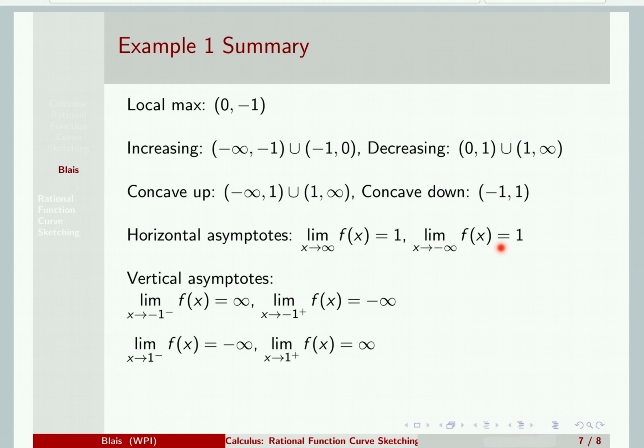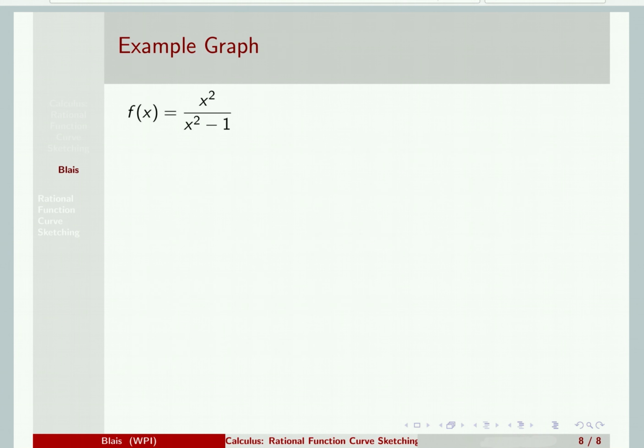We had this horizontal asymptotic behavior. So as x goes to infinity or negative infinity, f of x was approaching 1. And then we had these vertical asymptotes at x equals minus 1 and x equals 1. So let's put this all together in a graph and see what this thing actually looks like.